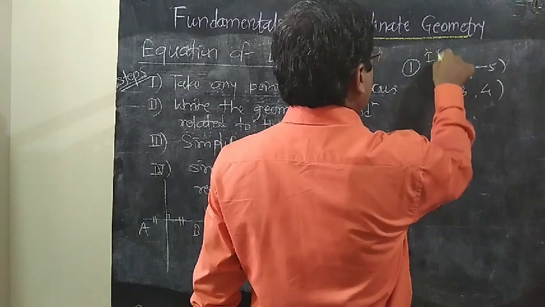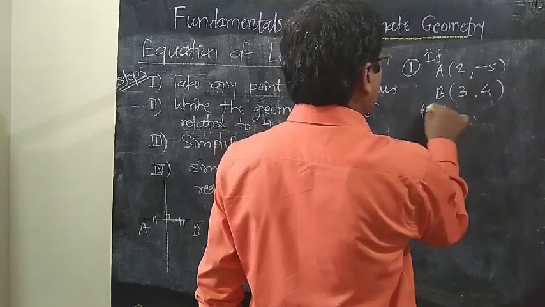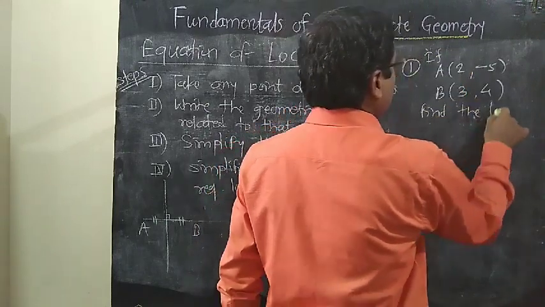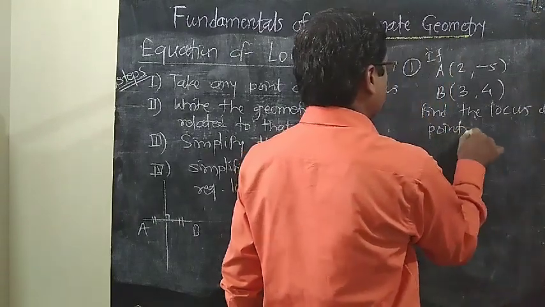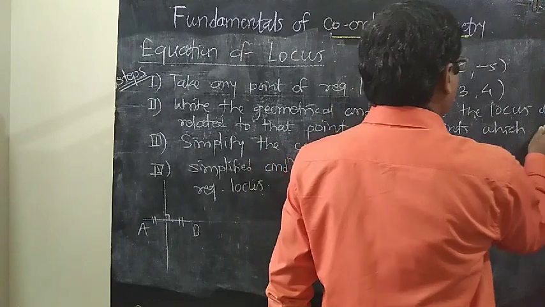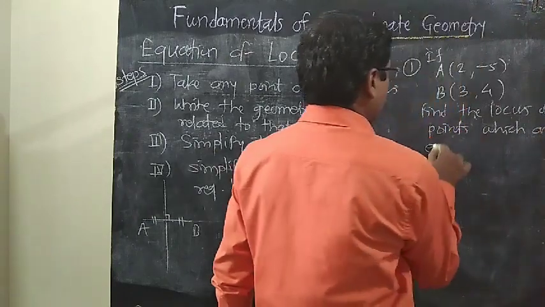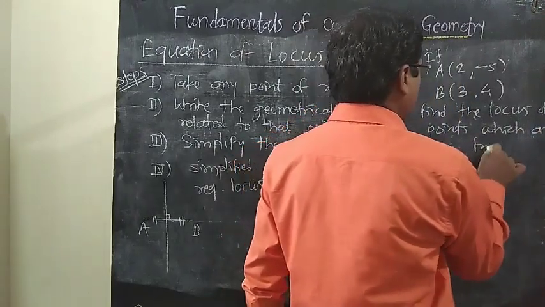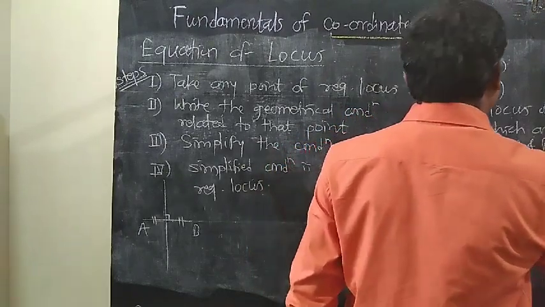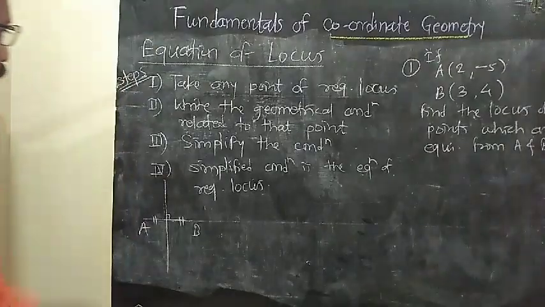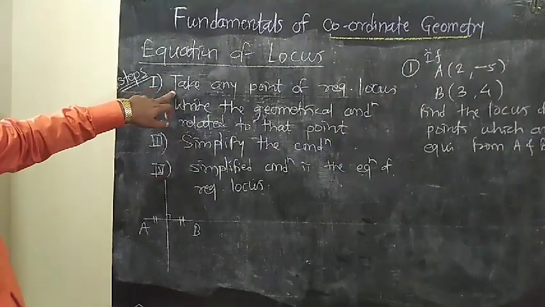So if A and B are given, then find the locus of points which are equidistant from A and B. Let us use these 3 steps. One, take any point of the required locus.